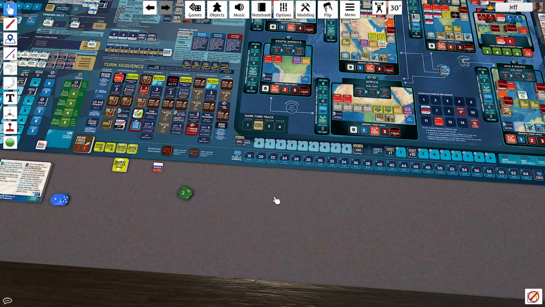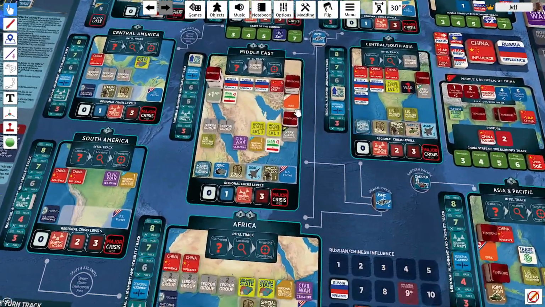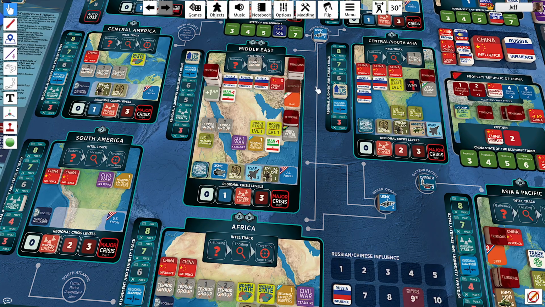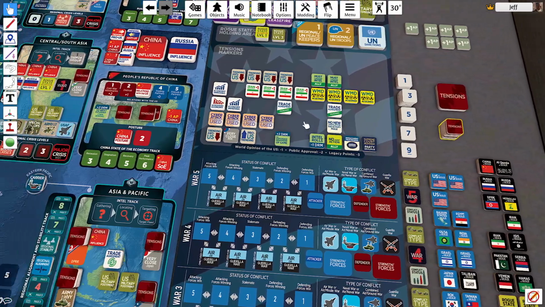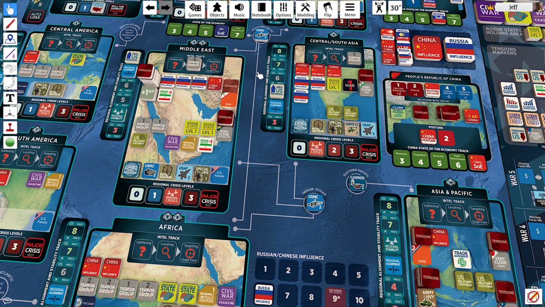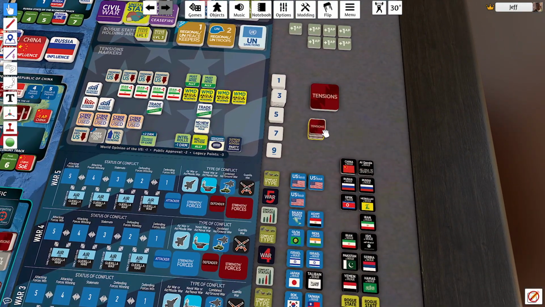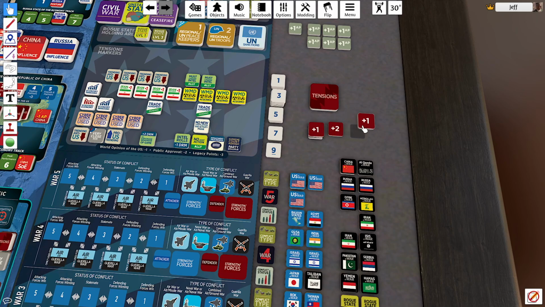Alright, next up is Iran. And Iran is going to be very, very bad. I'm going to put all these here. So let me step through what they do. Flip over the tensions, and then we're going to roll against their chart. 2, 3, 4, 5, 7. And they're going to get 6 markers back. I'm sorry, 3.